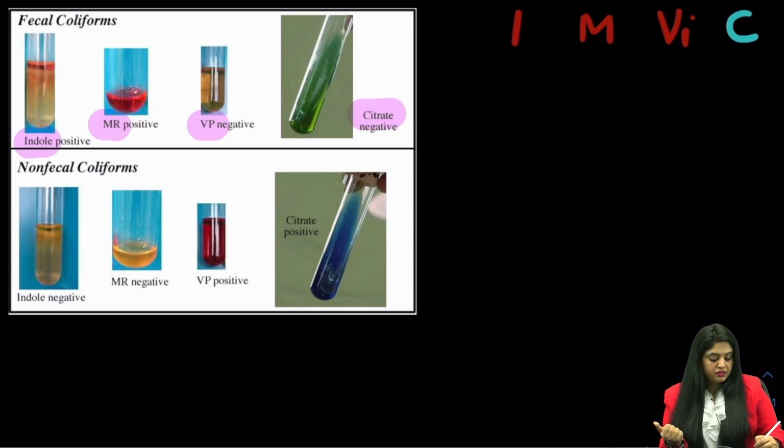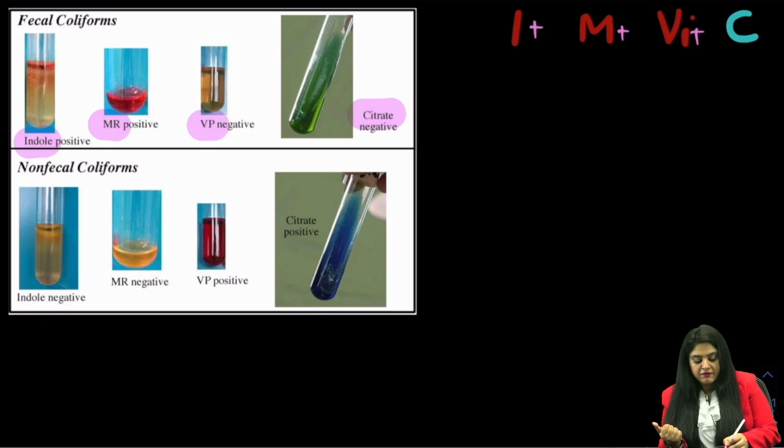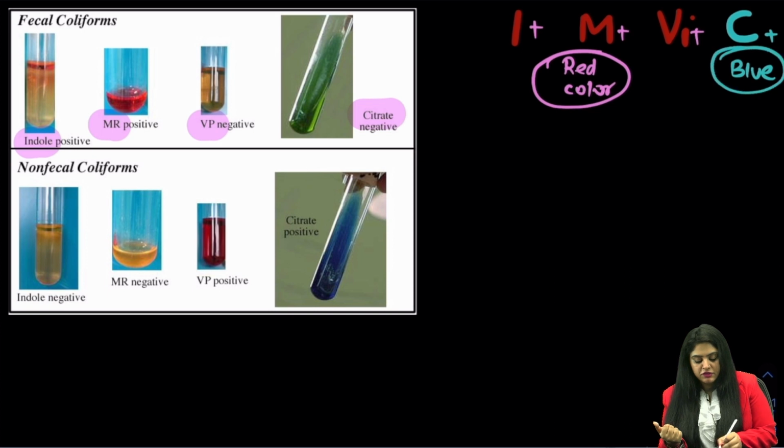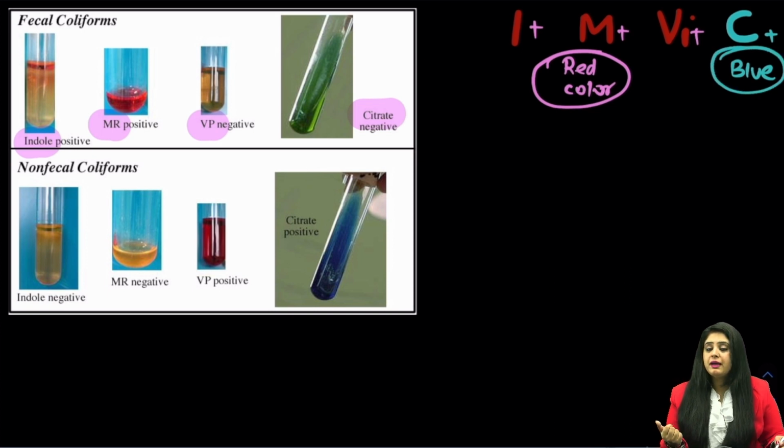Why have I written them in these colors? Because when I say indole is positive, methyl red is positive, and Voges-Proskauer is positive, what color have I written in front of them? A red color, right? So remember, whenever I get a red color, I am going to say they are positive. On the other hand, when I get a blue color, that is when I say citrate utilization is positive. So in the exam, just look for red, red, red, blue.